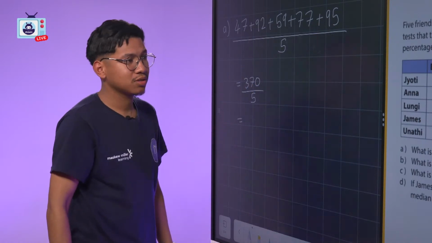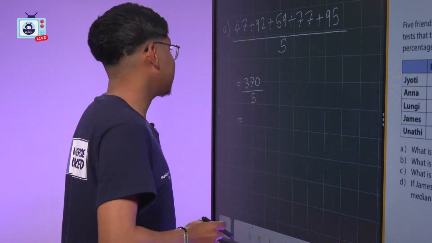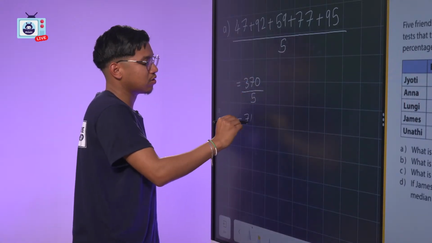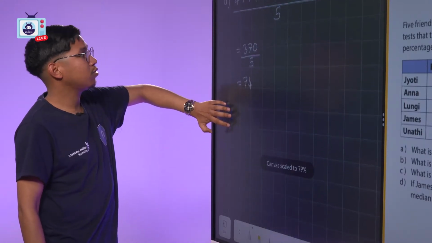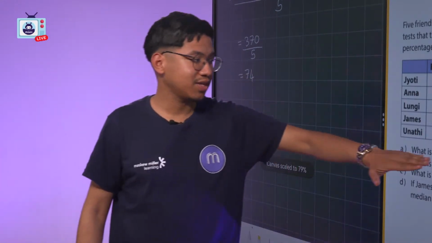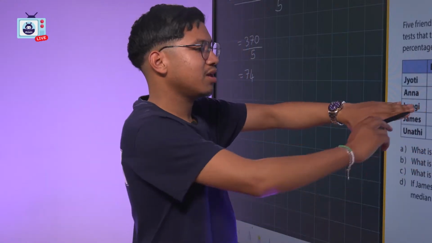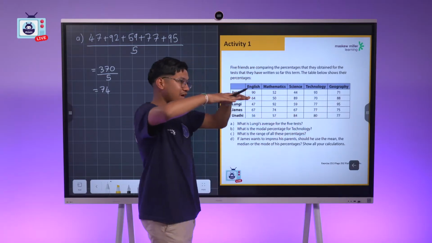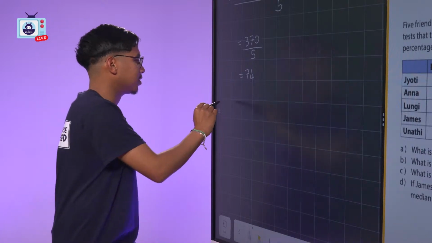And you can use any method of your choice to find the answer, but 370 divided by 5 should give us an answer of 74, okay? That was the average for the 5 tests of Lungi. So if you look, he has a 40 in between there, he has a 50 in between there, he has a 70, but he also has 2 90s. So if we average all those marks out, we get to an answer of 74, okay?